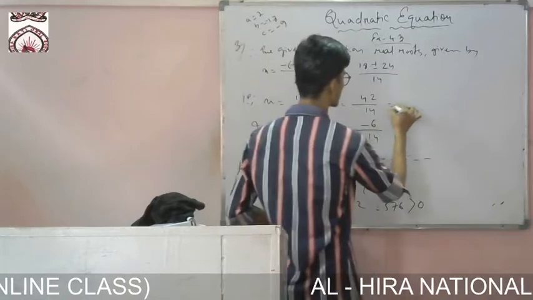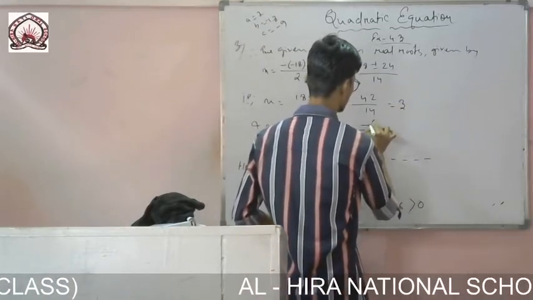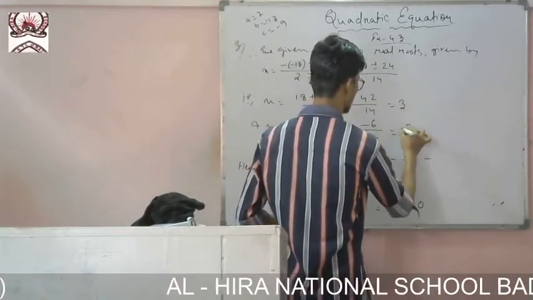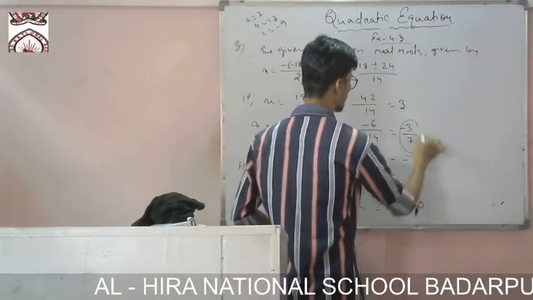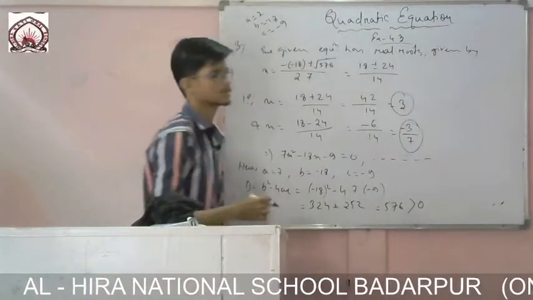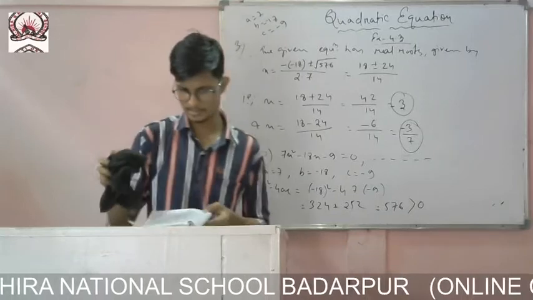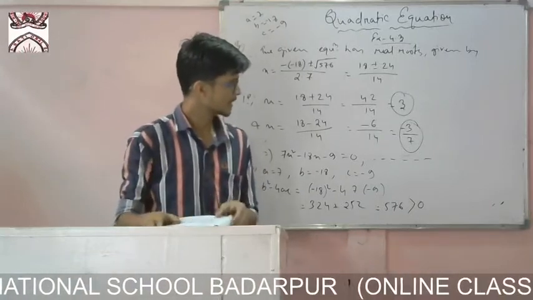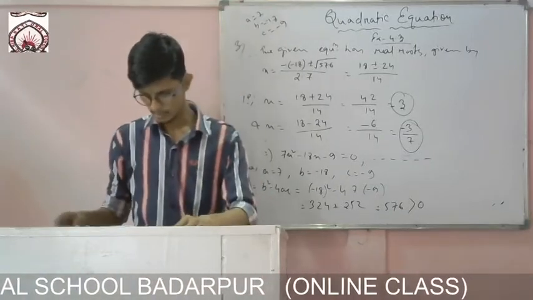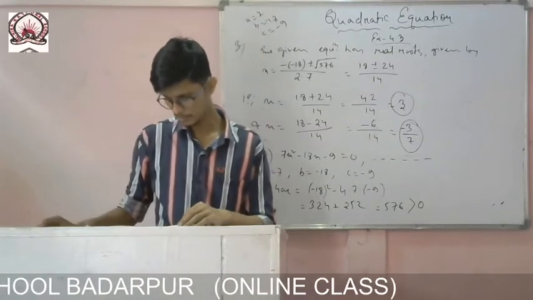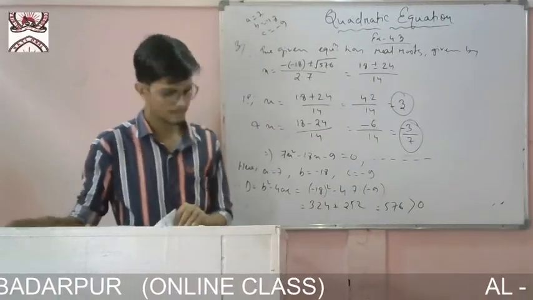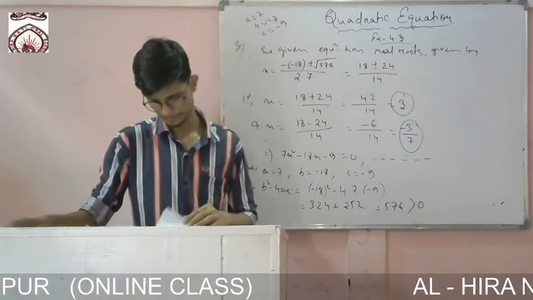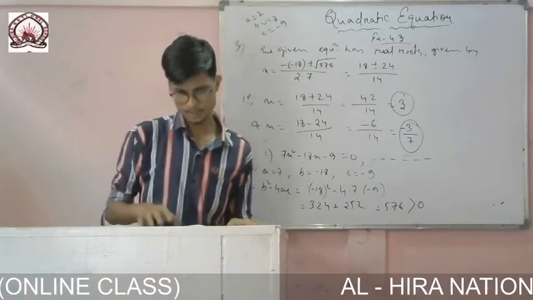So 14 3s are 42, and there 2 3s are 6 and 2 7s are 14. So the roots are minus 3 by 7 and 3. Therefore the roots are minus 3 by 7 and 3. Okay. So now let us move to question number 4.